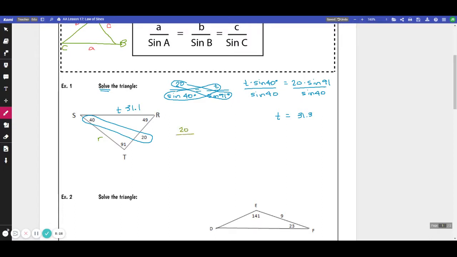20 divided by sine of its corresponding angle equals, now I'm solving for r, divided by sine of its corresponding angle, which is 49. So divided by sine of 49. Again, I'm going to cross multiply. So multiply r times sine of 40 equals, and then multiply the other diagonal, 20 times sine of 49. And then divide by sine of 40 to solve.